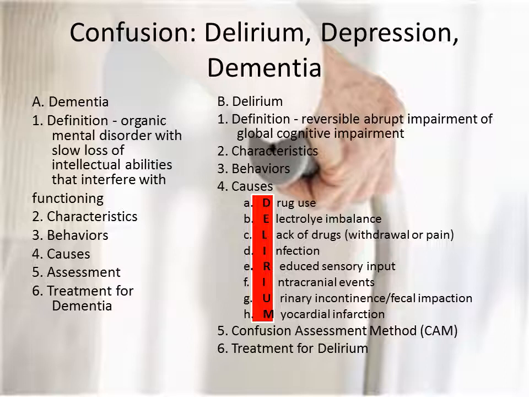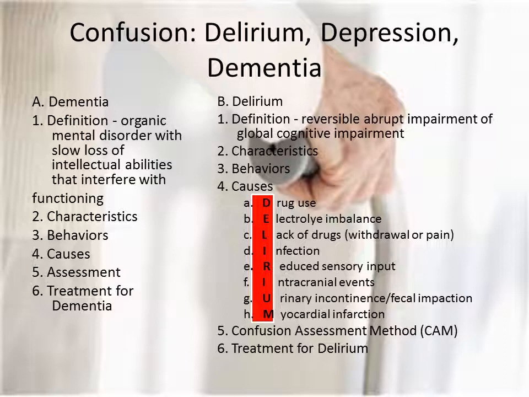65% of post-operative elderly that are greater than 70 years old will have delirium, and it's an increased risk for death or poor outcome for those who do have delirium. The causes, and I like this little acronym, it spells out delirium. D is for drug use, E is electrolyte imbalance, L is lack of drugs, withdrawal or pain, I, infection, R, reduced sensory input, I, intracranial effects, U, urinary incontinence or fecal impaction, M, myocardial infarction.